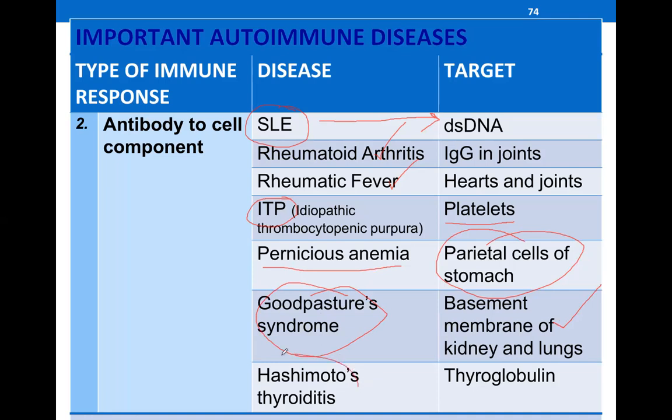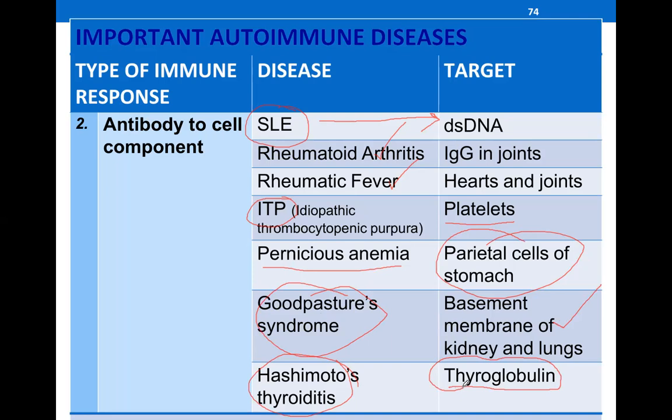And we have Hashimoto's thyroiditis. If your Graves' disease targets your TSH receptors, your Hashimoto's thyroiditis targets your thyroglobulin. Okay, so those are the most common.